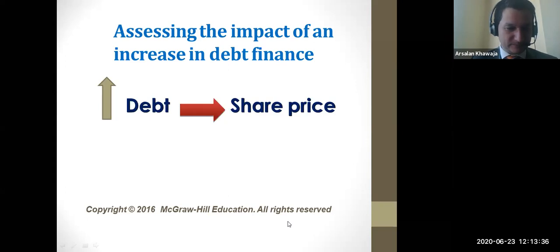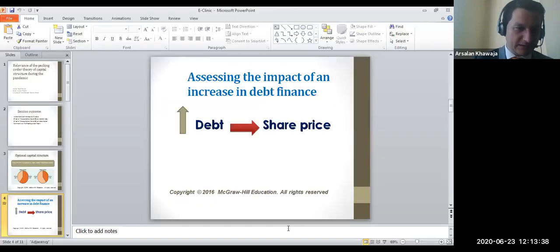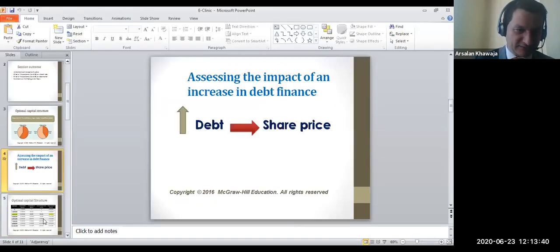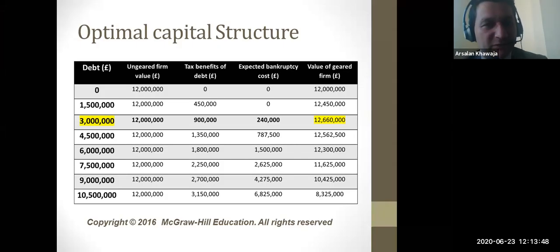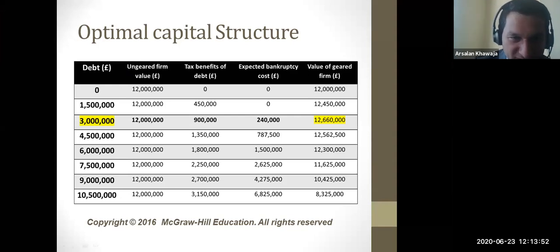So let me move on to the next slide and show you what I precisely mean in this table. Now, what do we see over here? Let me explain this table to you. This particular table is representing ungeared firm value. So this basically means that this organization, without any debt, has the value of its equity standing at 12 million pounds.